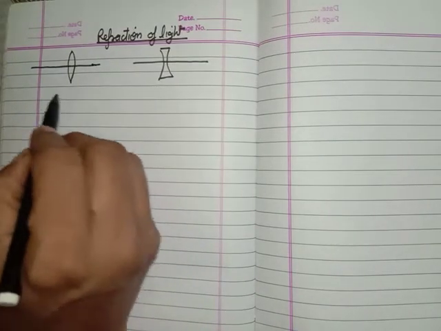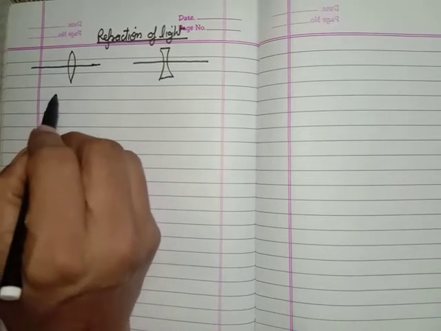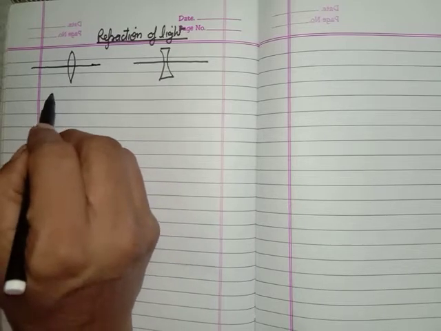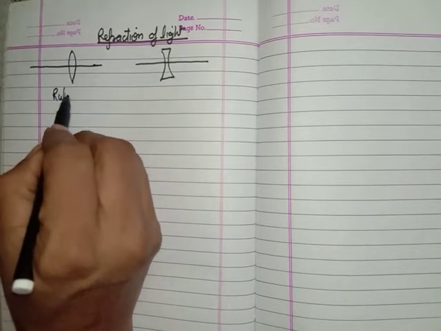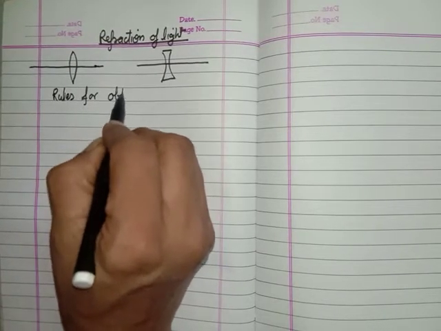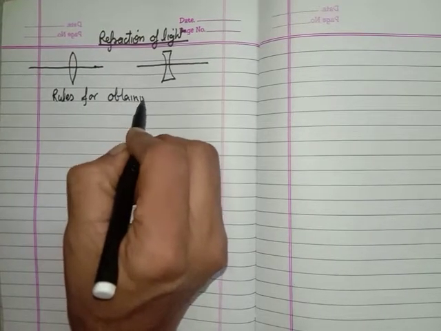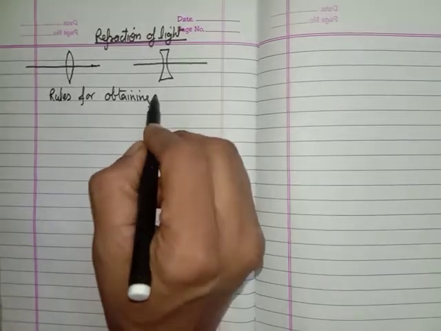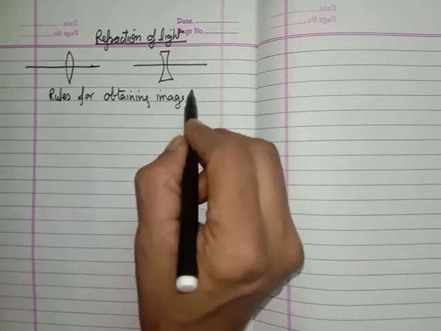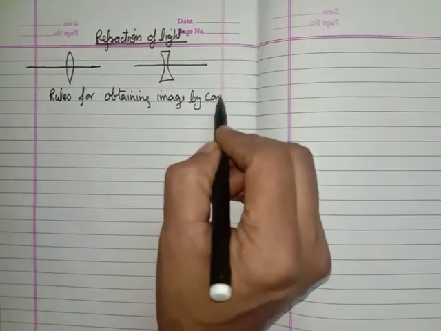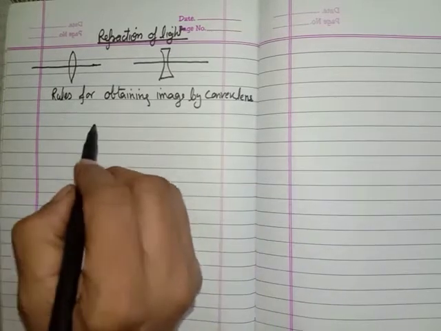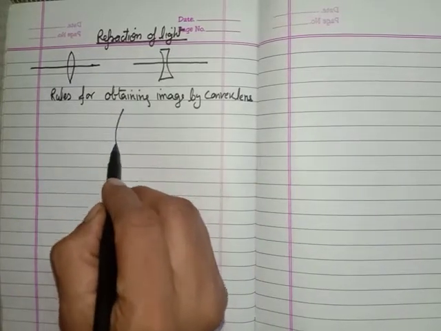Now, first, we will prepare the image formation. We will prepare the image by using the convex lens. So first we should know the rules for obtaining the image by using the convex lens. Okay, this is a convex lens.